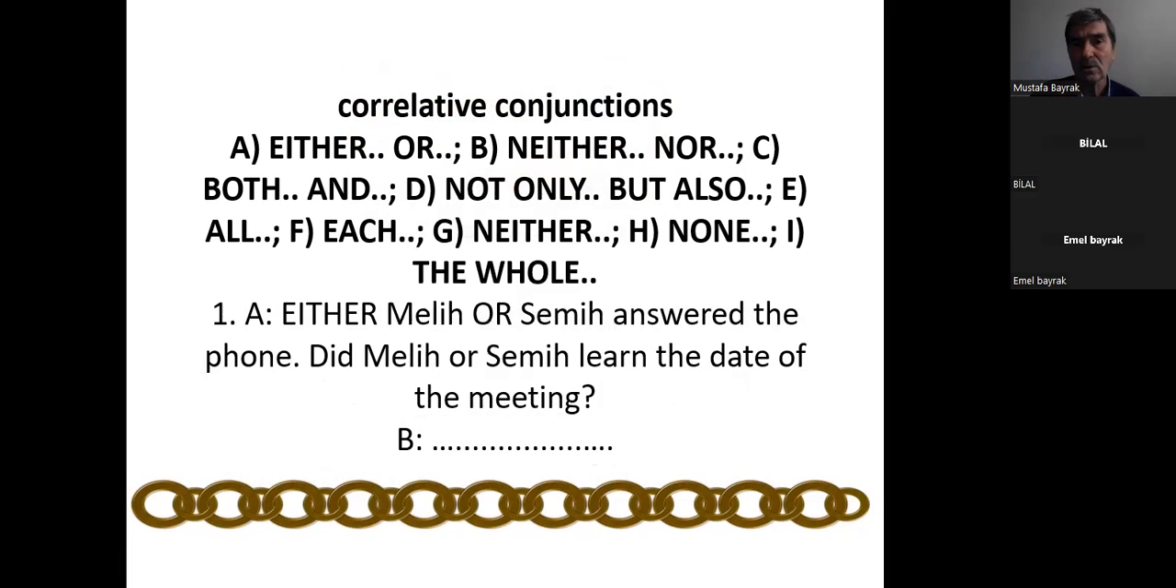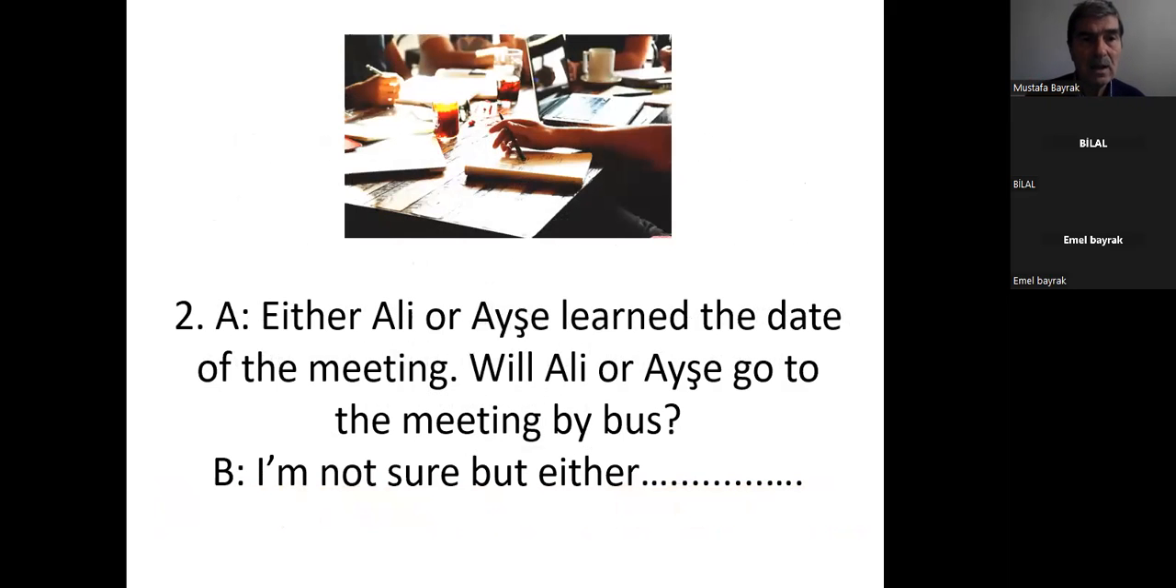For example, you know both. If we answer it with both Melih and Semih, both Melih and Semih learned the date of the meeting. Both of them learned the date of the meeting. You know this, both of them. Okay. Now, 2. Either Ali or Ayşe learned the date of the meeting.